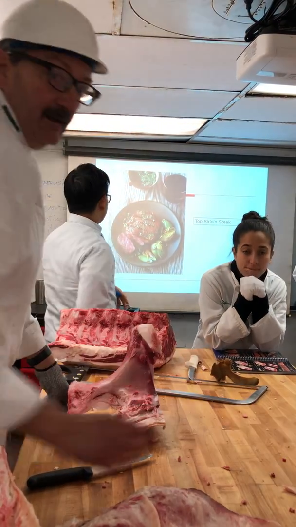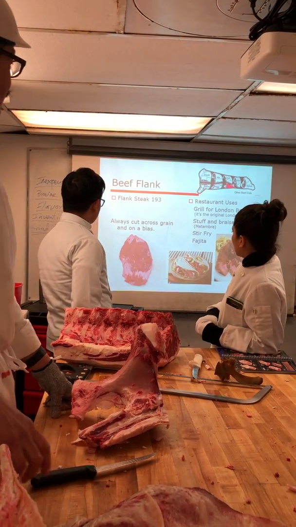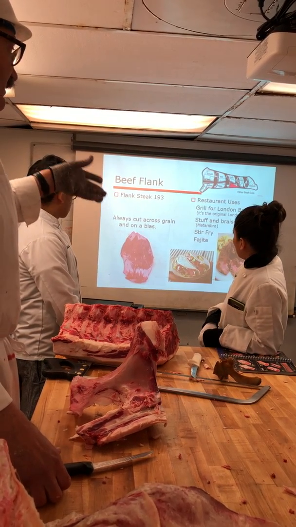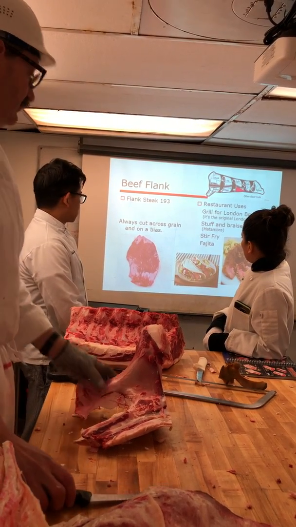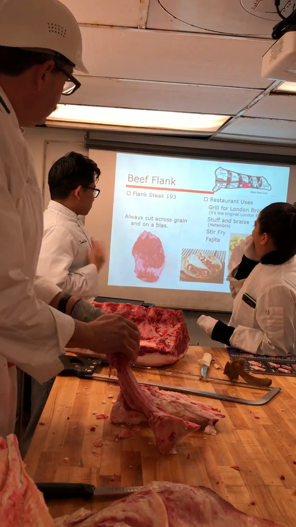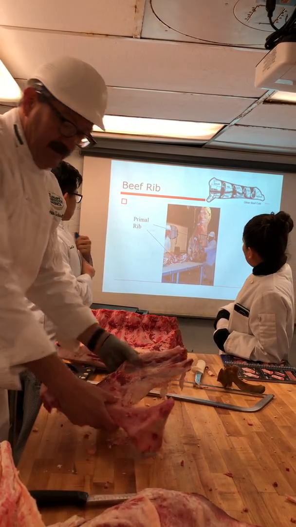All right, hit it. And then you have the flank steak, right? And then we saw the flank steak already. And what are you gonna do with that? Steak tacos, slicing steak, inexpensive steak, maybe stuffing. Okay? And now we get to the primal rib.